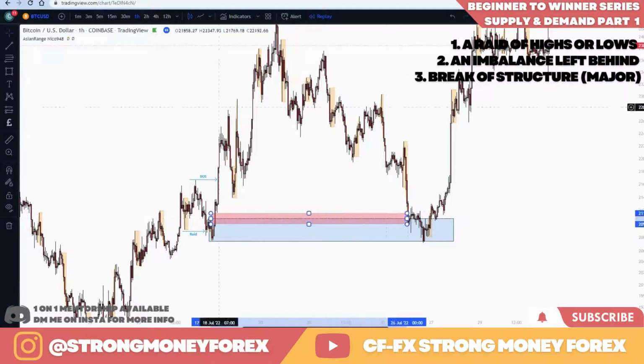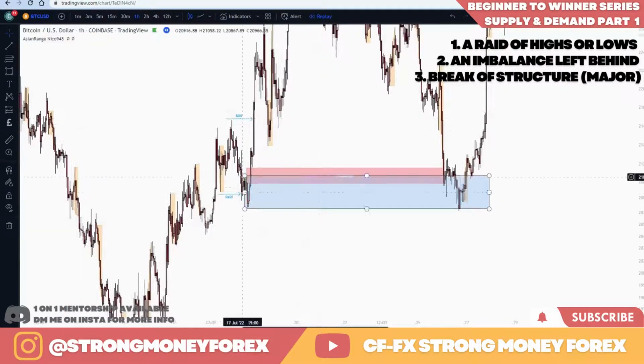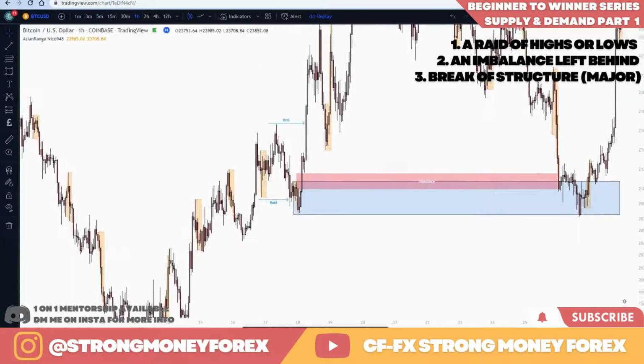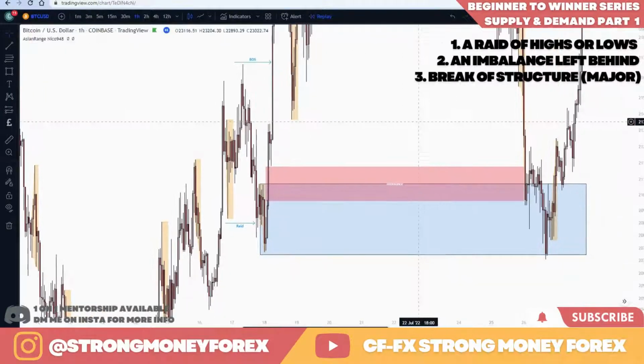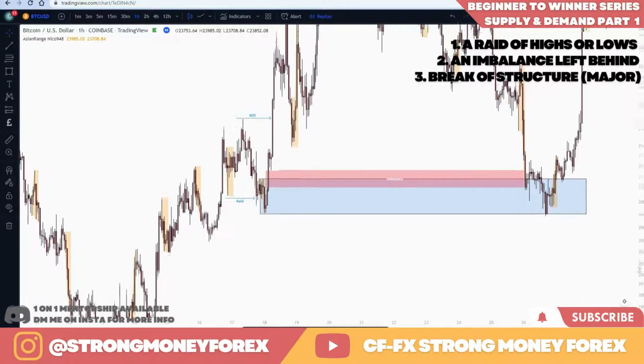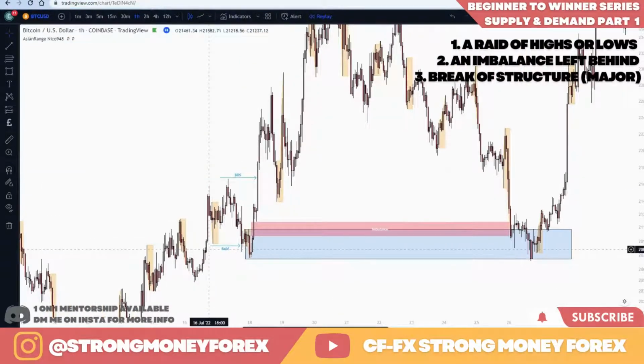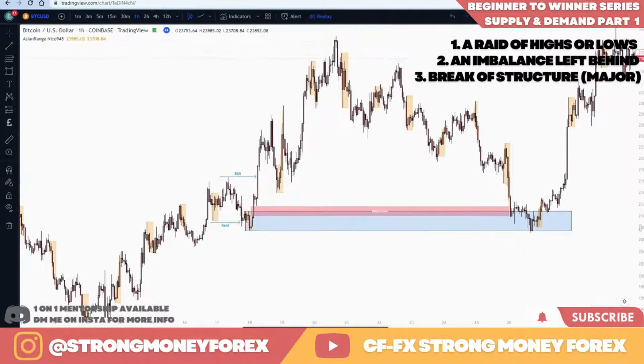So again, going back to what we were talking about earlier, the marketplace is a zero sum game. When price has such an extreme reaction like it has done here, and it's moved all the way up, that is loads and loads of buy orders that have caused that reaction. Those buy orders are imbalanced, so they have to be balanced out. So this literally acts like a magnet on the marketplace, and price has to come back to it at some point. And once we've got these three criteria, a raid of the lows, a break of major structure, and imbalance, that for us is a valid supply or demand zone.